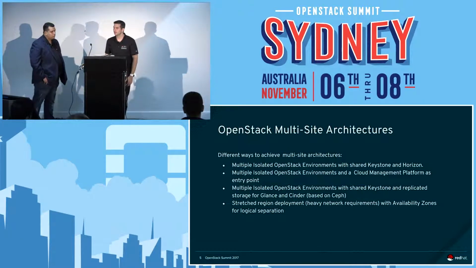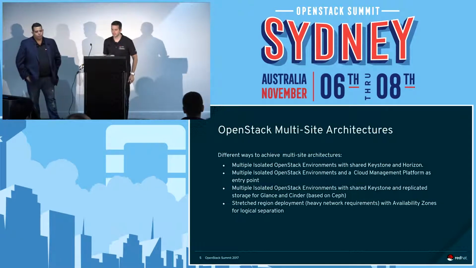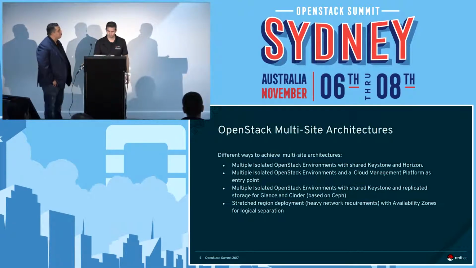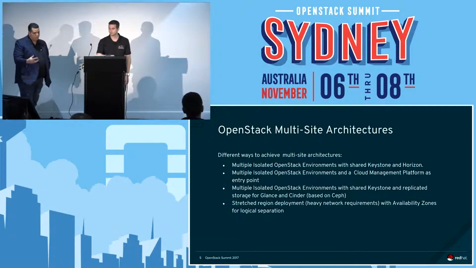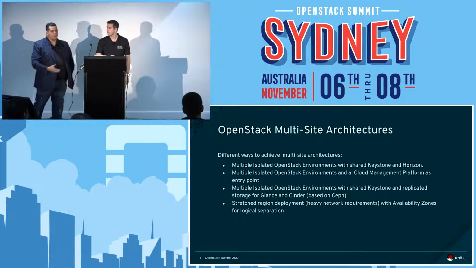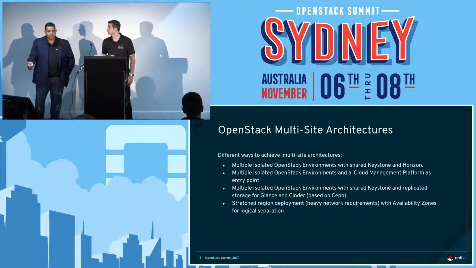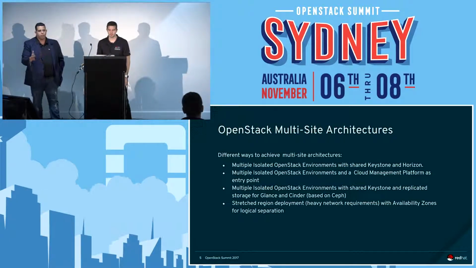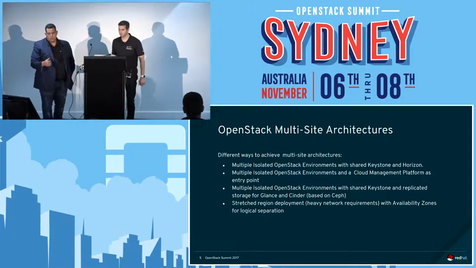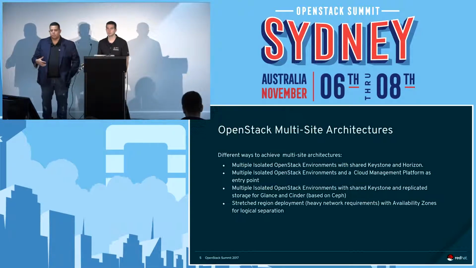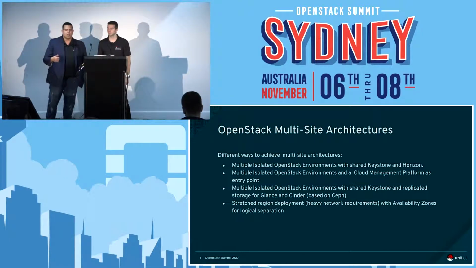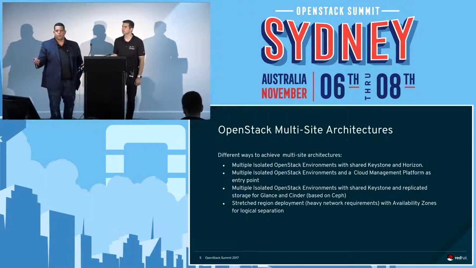So with that, I'll pass it on to Julio to talk a little bit about the multi-site. So multi-site, this being a pet peeve of OpenStack architects, how do we get to a multi-site design? The way that we've been doing it in the field, we have multiple scenarios for our customers. Number one is multiple isolated OpenStack environments with shared Keystone and Horizon. This is a really common use case.